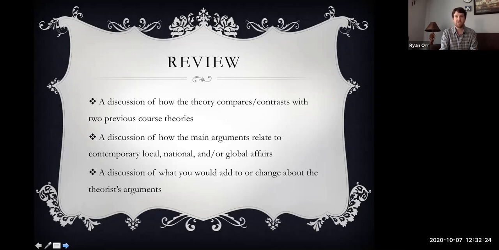Where people sometimes lose points, and so make sure not to do this, is don't say that I wouldn't change a thing. First of all, that's kind of the easy way out. I'm not asking you about that. I'm asking you what you would change. Secondly, there's no perfect theory. So everything we read this semester, I think you can find ways to make them better. So that's what I'm asking you to do. What would you adjust about the theory to make it a better argument today if you had the ability to do so?